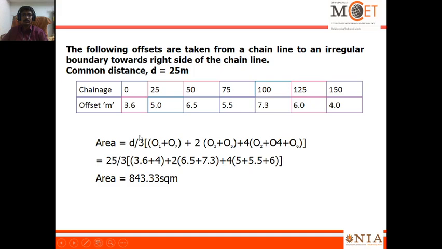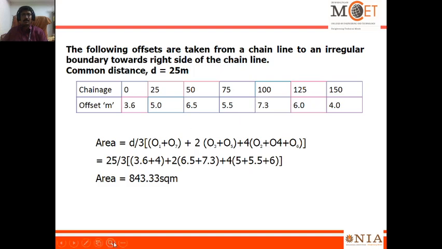The area is equal to D by 3, the formula, times first plus last plus 2 times odd ordinates plus 4 times even ordinates. So the D here is 25 by 3, O1 plus O7, plus 2 times odd ordinates 3, 5, right, plus 4 times even ordinates 2, 4, 6. If you calculate all the things, you will obtain the value 843.33 square meter.